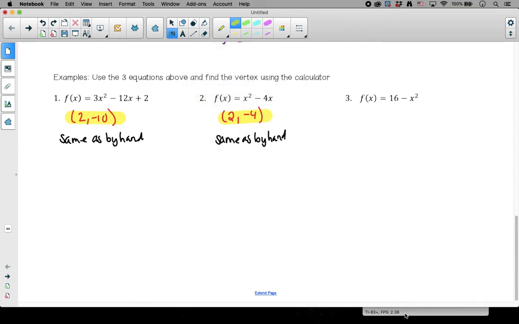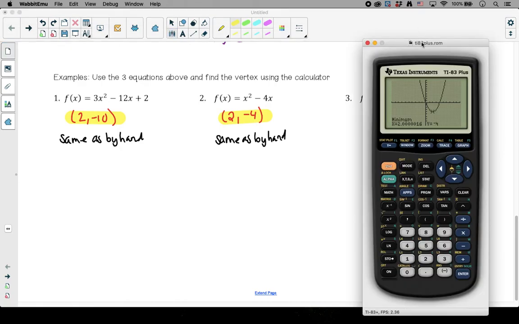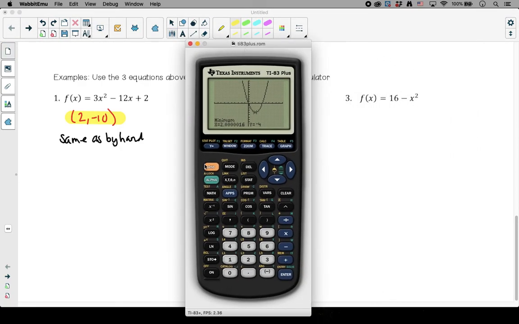So we're doing this correctly. So question 3 has y equals 16 minus x squared, and I'm going to type this in as it says. I'm not going to rearrange it. I'm going to type in 16 minus x squared. But I'm going to show you if we had retyped it.